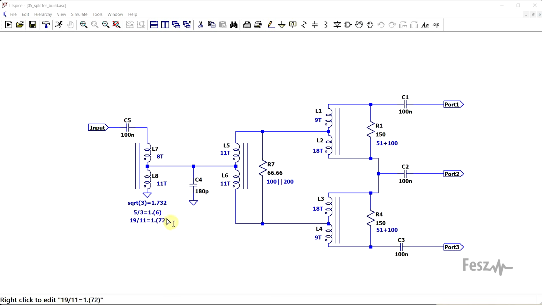So this is much closer to the square root of 3. One side of the transformer has 11 turns, and the other has 8, so 19 minus 11. This ratio should give a far better result. Anyway, to finish things off, I also did in this extra capacitor, 180 picofarads, which for this particular build did seem to improve the high frequency bandwidth a bit.